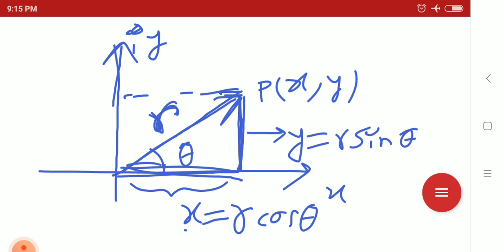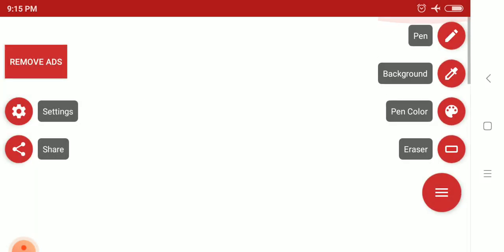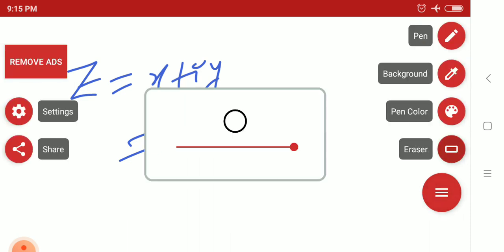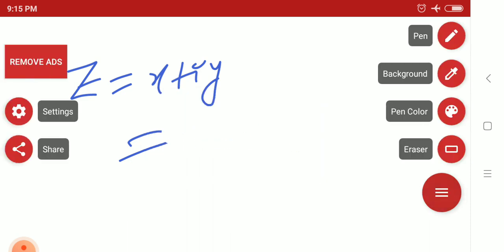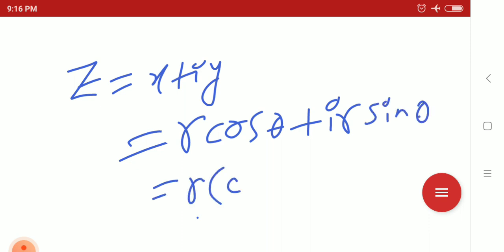So this is a representation in the complex plane. Now actually, what's my purpose? To show you that whenever we write this complex number in terms of theta, suppose z equals x plus iota y. Now x equals r cos theta and y equals r sin theta. So r cos theta plus iota r sin theta. Now take r common: r times cos theta plus iota sin theta.